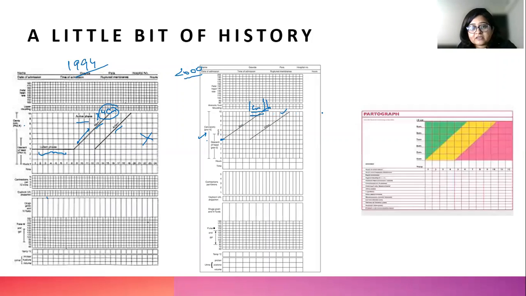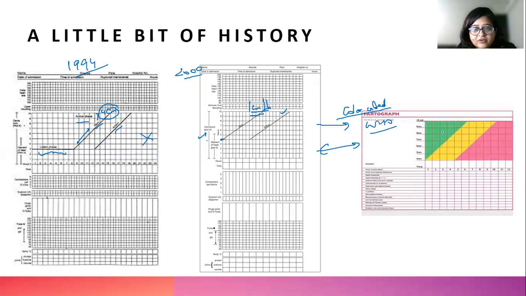All right. The third partograph which came in between a few years after this one was the color coded partograph. Many of you may not have known about this, but this also came in between, again by the WHO. This was mainly for the primary healthcare centers. It's the same as this partograph. The graph is the same. It was just color coded.